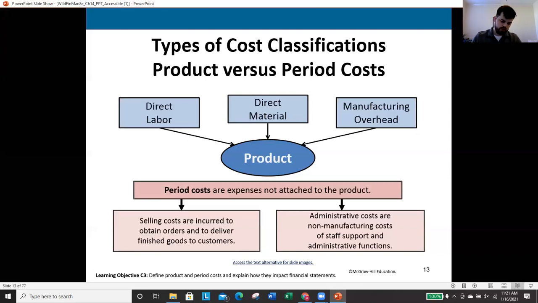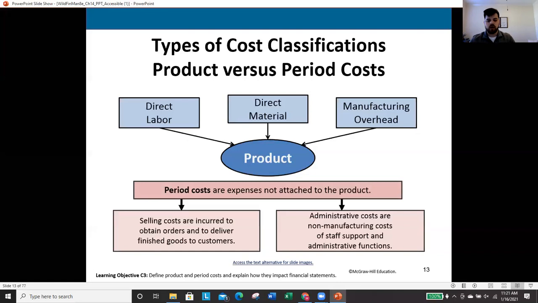Now, if you don't have a product cost, you have what is called a period cost. Period costs are expenses, but they are not attached to the product. So they are not involved in the direct production of the individual product your company tries to sell. In this case, this is the bike manufacturer, right? Anything not specifically related to producing the bike would be called a period cost.